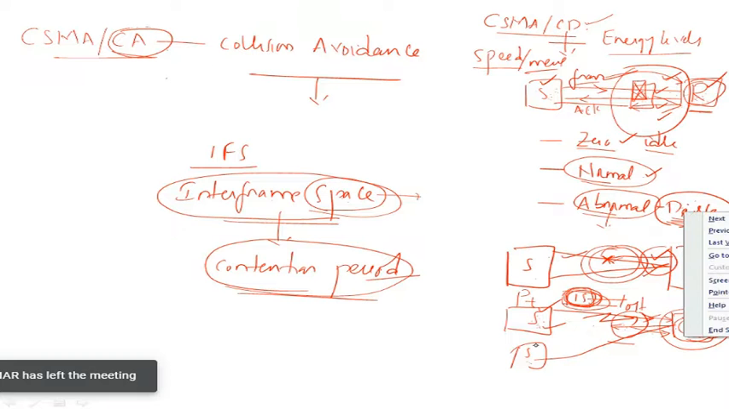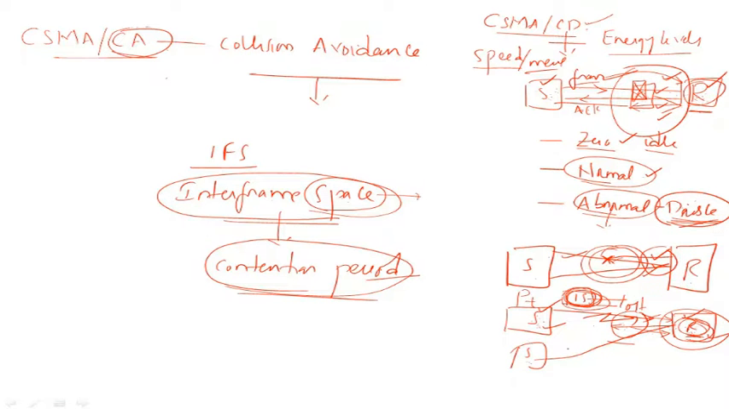So like that, if multiple stations are sending IFS frames to the receiver, this particular receiver station is going to maintain a different amount of time, which is called the contention period. So like that, we are going to avoid the problem of collision. So there is no possibility of collision, and smoothly we are going to transmit one frame from one station to another station.